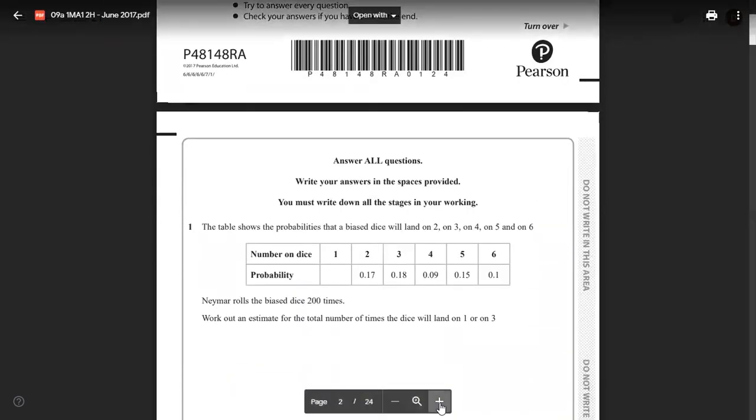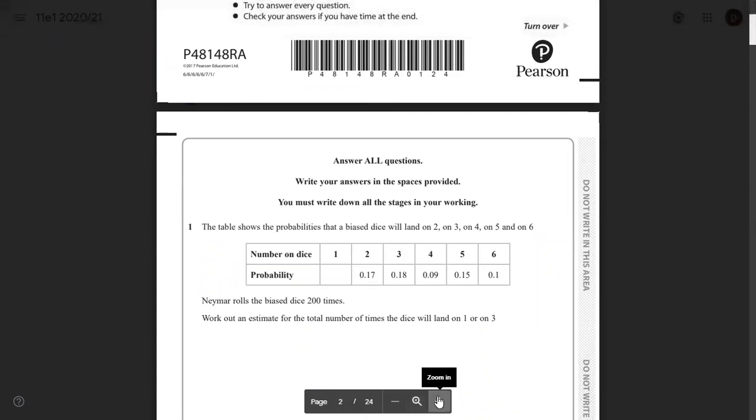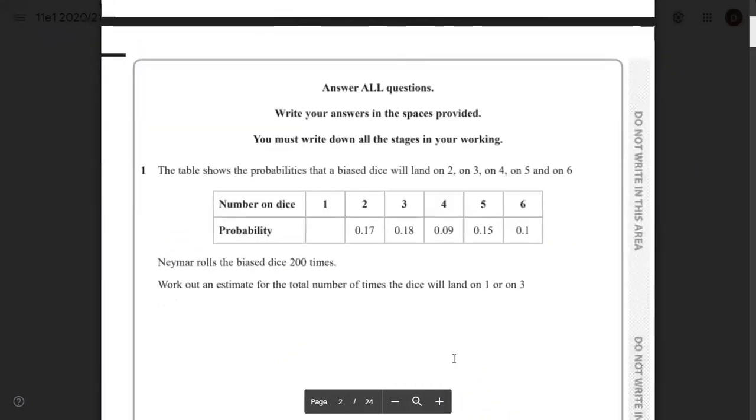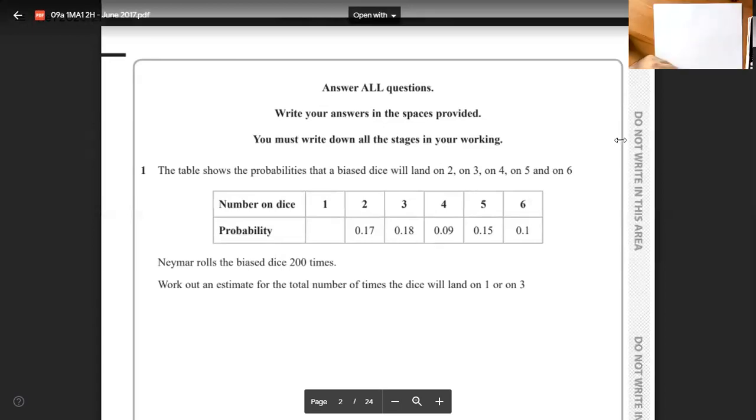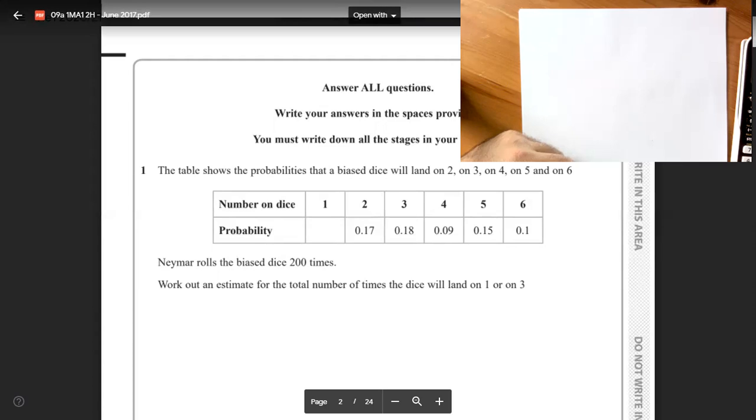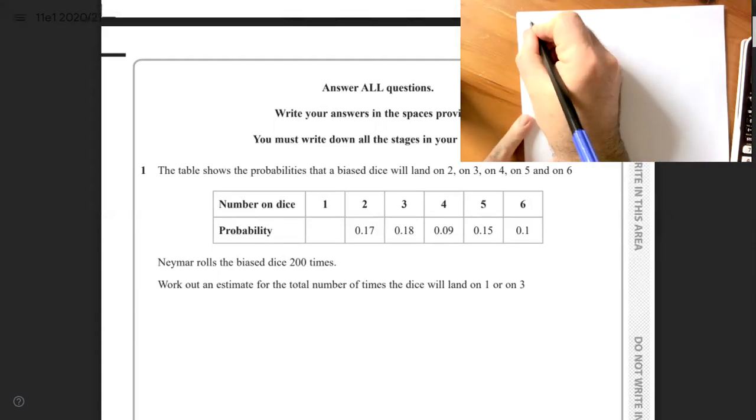Just make it a bit bigger. Okay, so a dice is rolled 200 times. Work out an estimate of the number of times it lands on a 1 or a 3. So obviously we need to work out that missing probability. Okay, so question number 1.